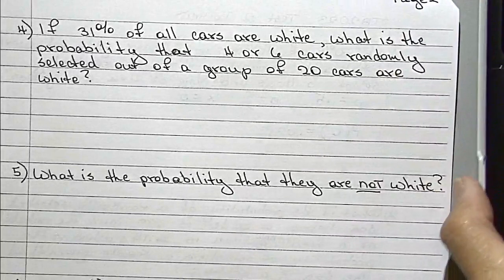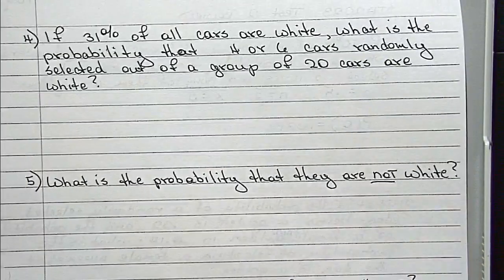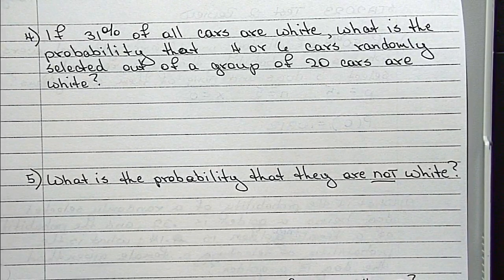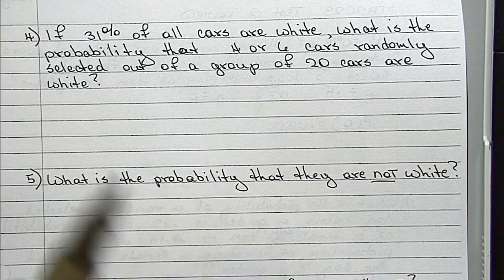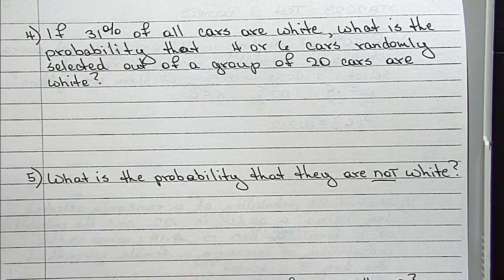Okay, so if 31% of all cars are white, what's the probability that, now, I made up these numbers, okay? I mean, I made up these problems so that the statistics are not going to make sense. 31% of all cars are white. So what's the probability that 4 or 6 cars randomly selected out of a group of 20 cars are white? Now look, the choices for this one are the car is either white or the car is not white, okay? It didn't say 30% or 31% are white and 40% are blue and 10%. It just said 31% are white. The rest of them are not white. This is 2 choices. They're either white or they're not white.